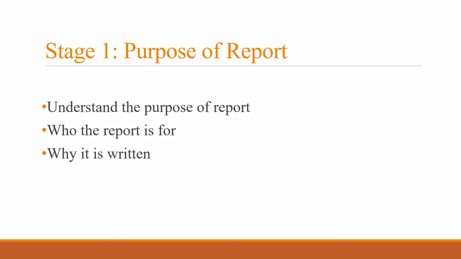Stage 1: Purpose of report. This is the first stage in which we need to make it clear why I am writing a report. What is the objective of writing this report? This is required very much to be clear about writing a report. If the purpose is clear, then certainly the report would be well organized and well relevant.